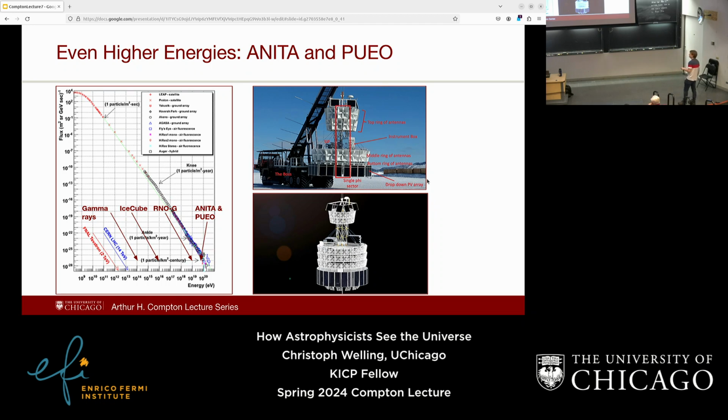And right now I'm also working on the successor to this, which is called PUEO, which is basically even more antennas on a balloon. And the idea is basically the same. You have a neutrino interact in the ice, produce a radio signal, and then hopefully you can see this from the balloon. Having it on the balloon is good in the sense that you can see a lot of ice from there. The problem is, of course, you're further away from the radio signal or from the shower. So this only really works at these very, very highest energies.